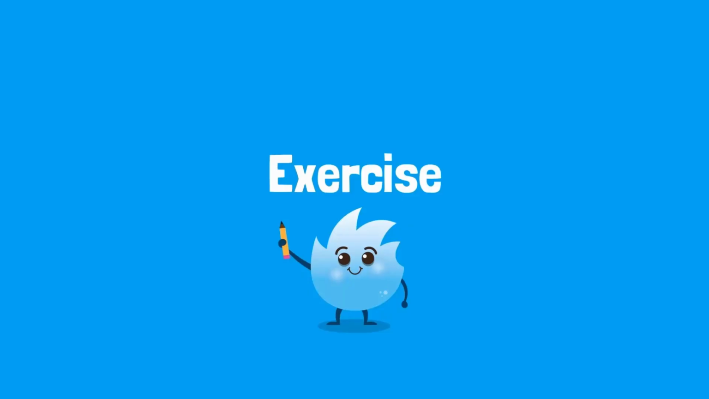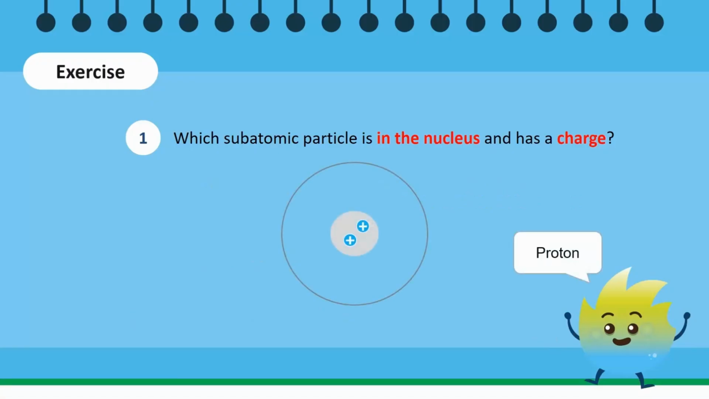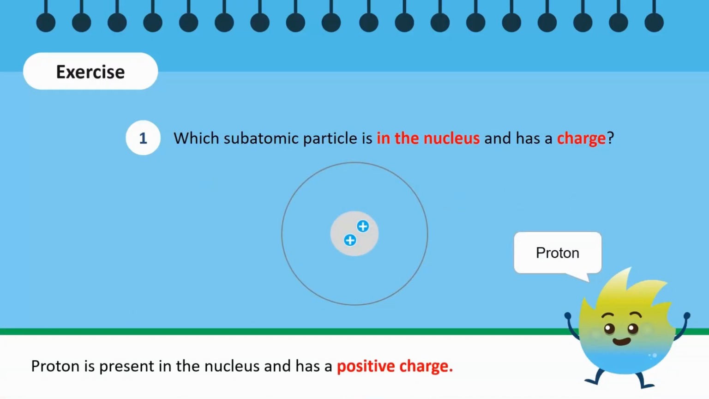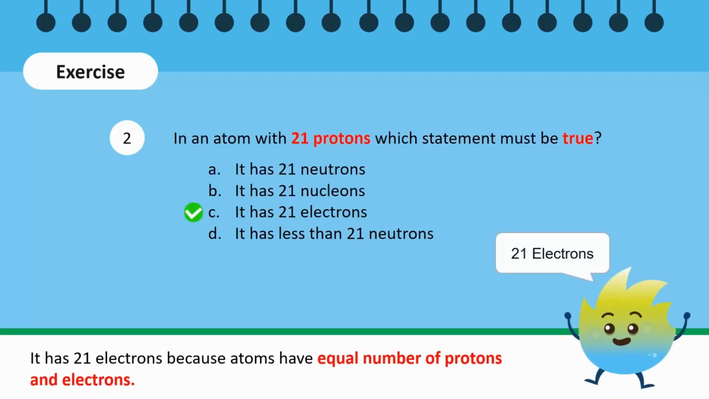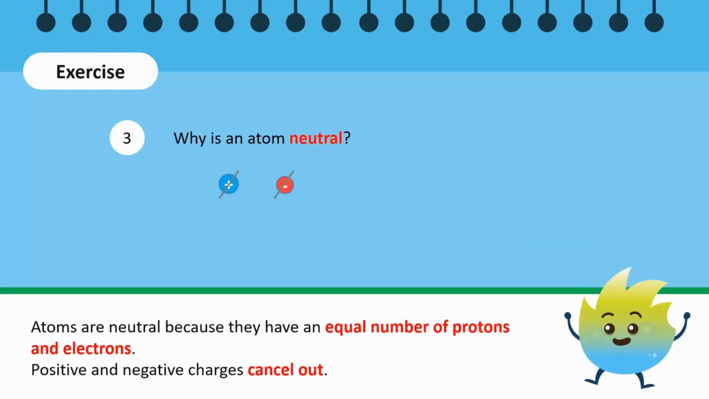Let's do a quick exercise. Pause for a minute and discuss. Proton is present in the nucleus and has a positive charge. It has 21 electrons because atoms have equal number of protons and electrons. Atoms are neutral because they have an equal number of protons and electrons. The positive and the negative charges cancel out.